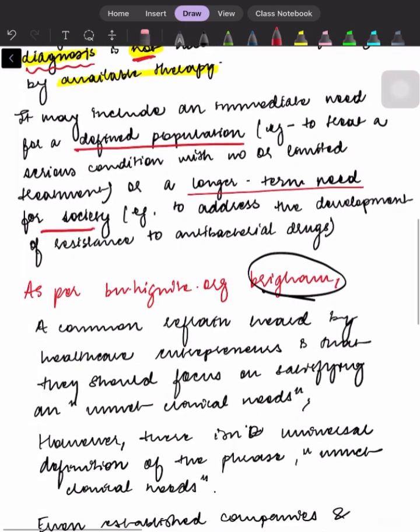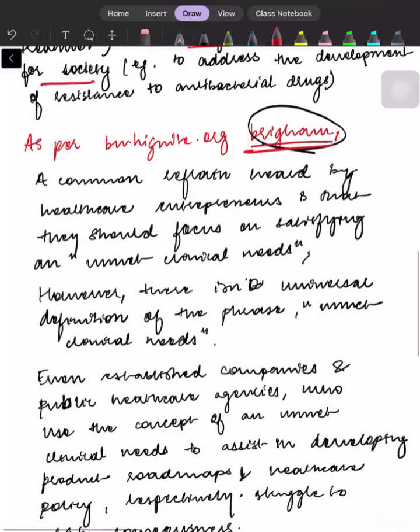Now this is the definition as per Brigham. It is very interesting to note this one, as this says that a common refrain heard by healthcare entrepreneurs is that they should focus on satisfying an unmet clinical need. Now, brainstorming, like it's common sense. If I ask this question, you don't need to have prior clinical research knowledge or something like that.